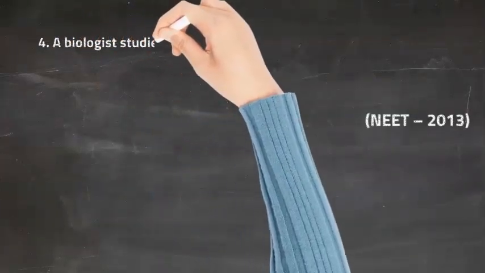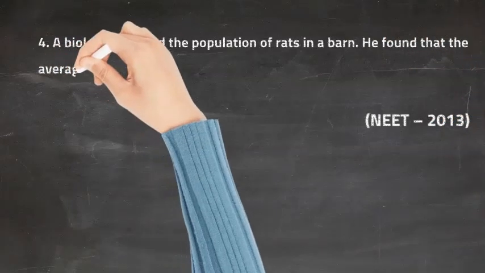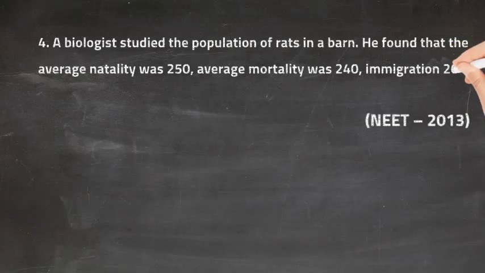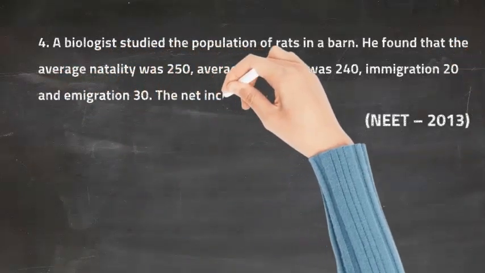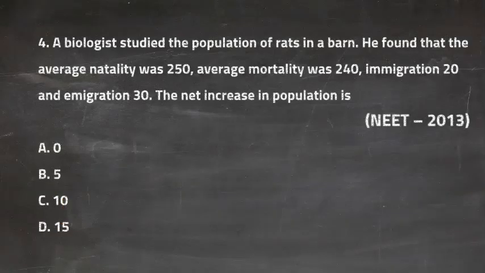Question 4th. A biologist studied the population of rats in the barn. He found that the average natality was 250, average mortality was 240, immigration 20, and emigration 30. The net increase in population is option A 0, B 5, C 10, and D 15. The right answer is A, 0.